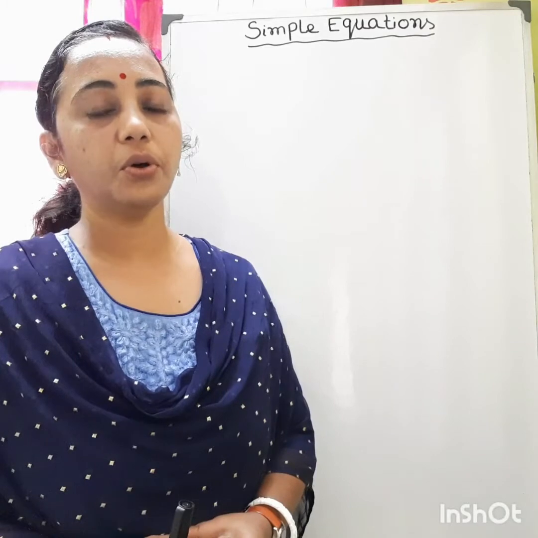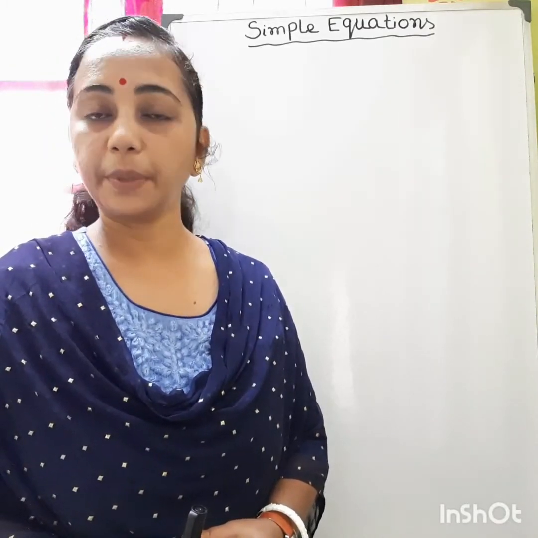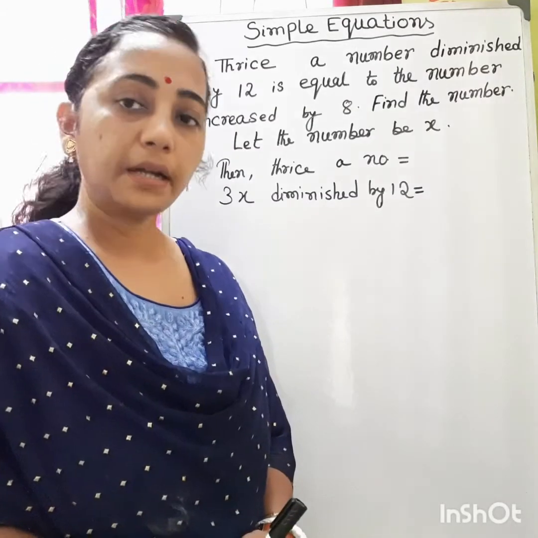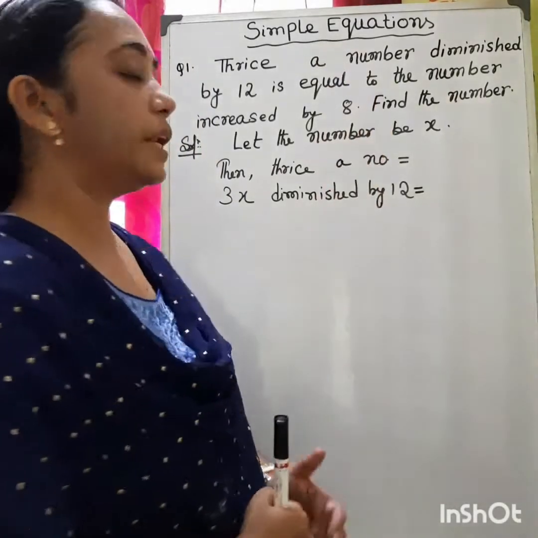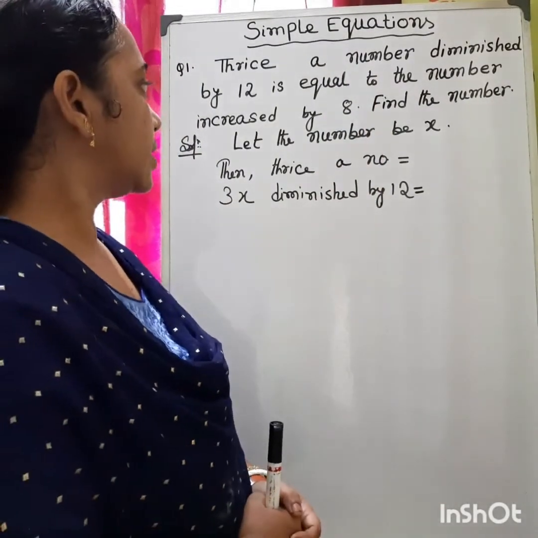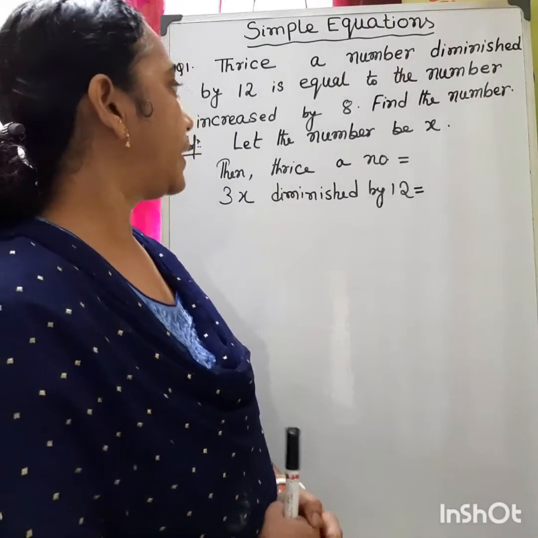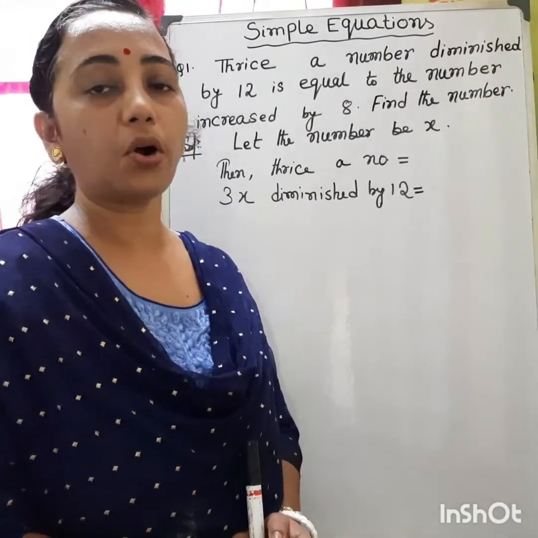Today in this video, I will discuss some more word problems based on the applications of simple equations. Now, let us do one question: thrice a number diminished by 12 is equal to the number increased by 8. Find the number. So in this question, what is the number? It is not given here.